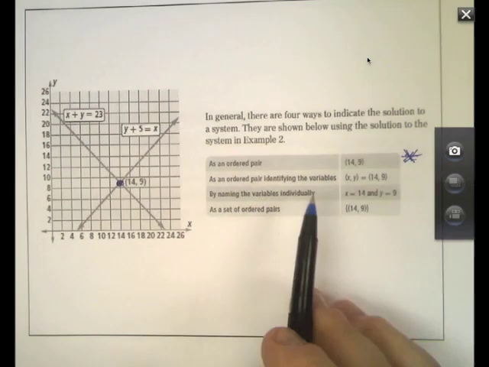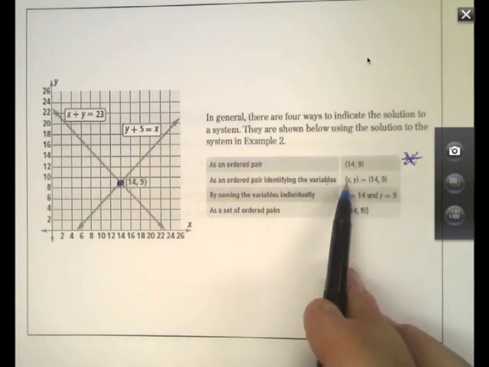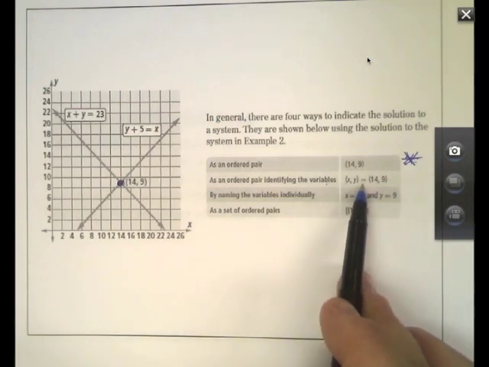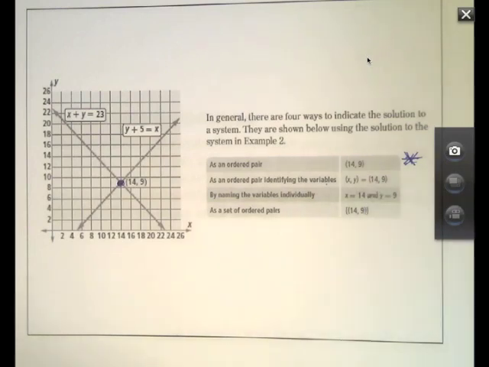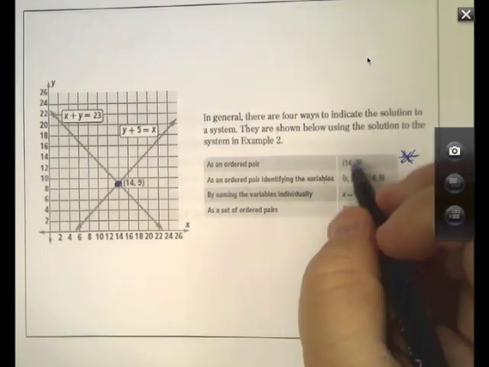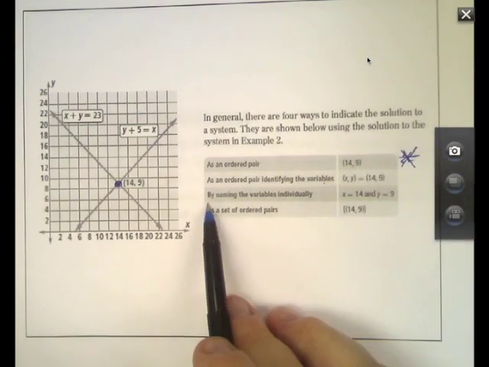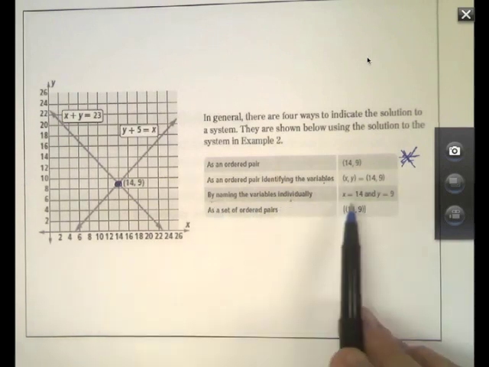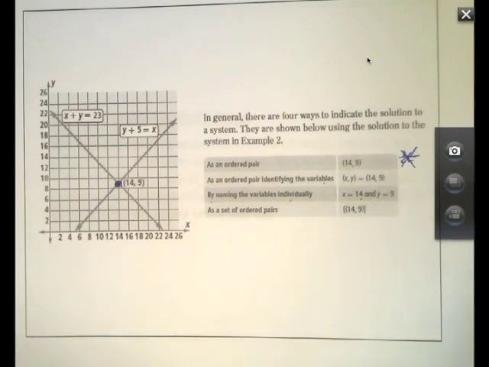You can state it as an ordered pair, identifying the variables. You can say x comma y equals 14 comma 9. You can write it like that. I think that's a waste of time. A lot of times I just write it just like this. You can do it by naming the variable. So you can say x equals 14 and y equals 9.